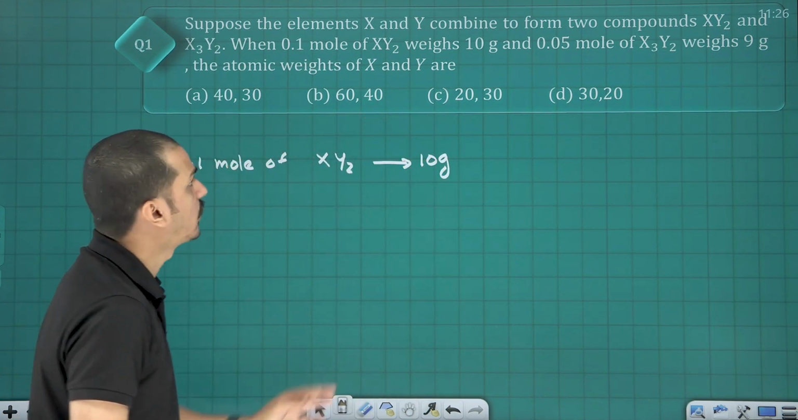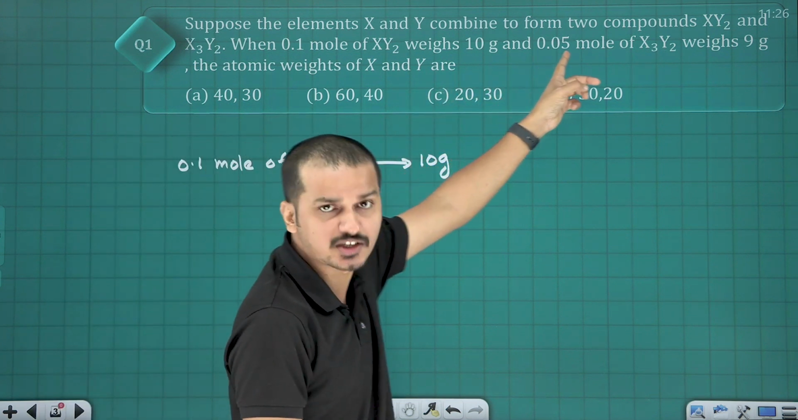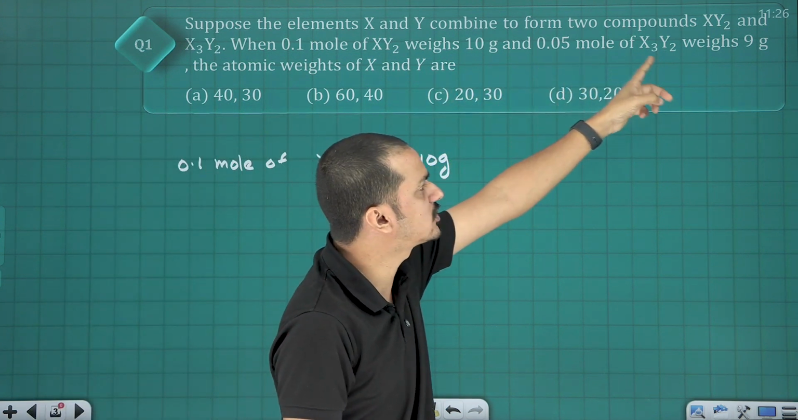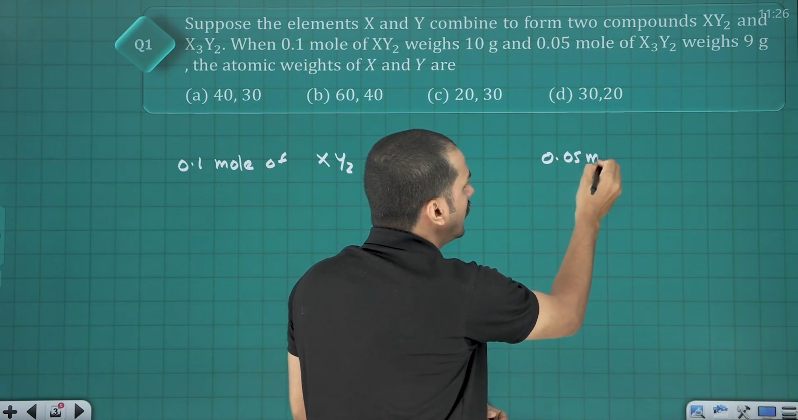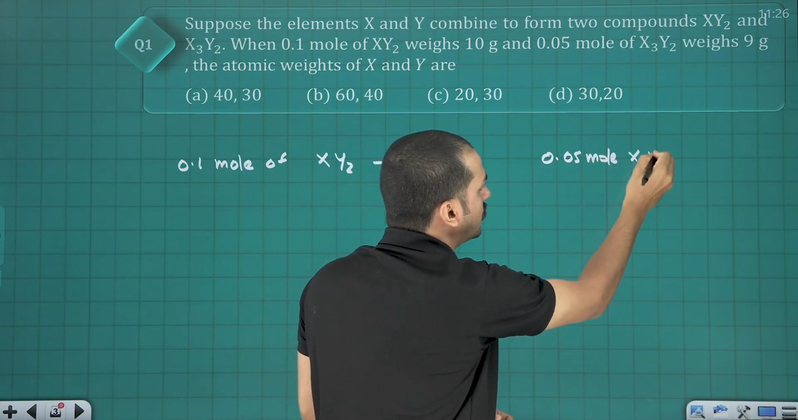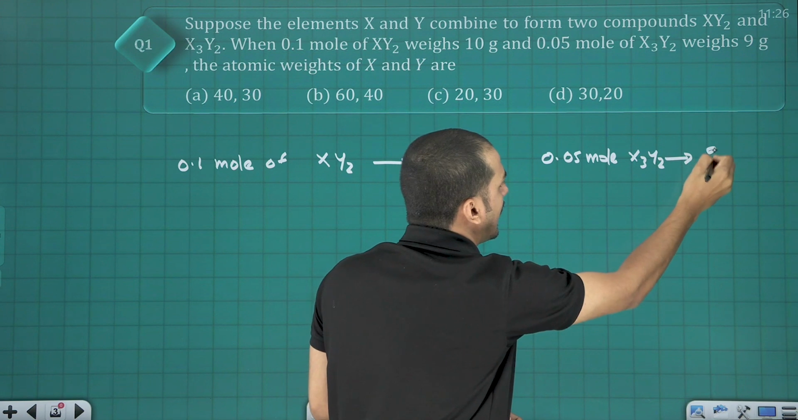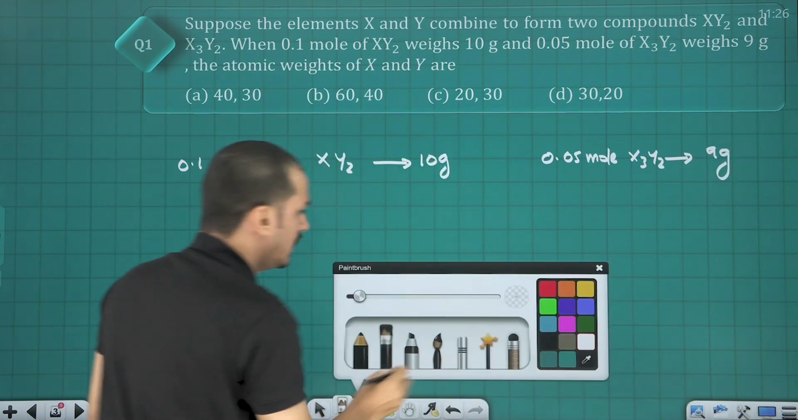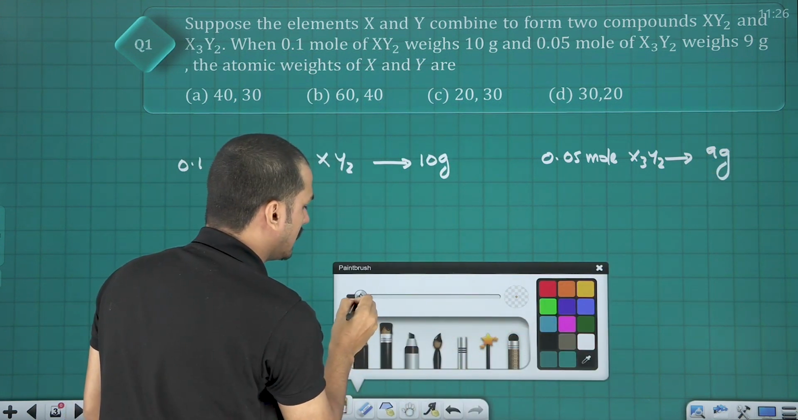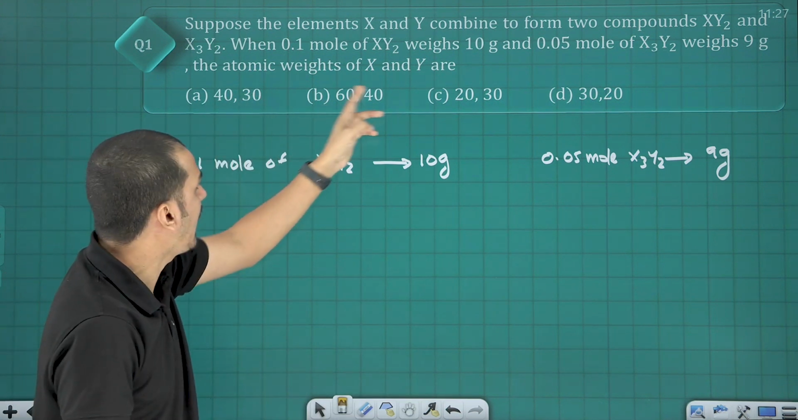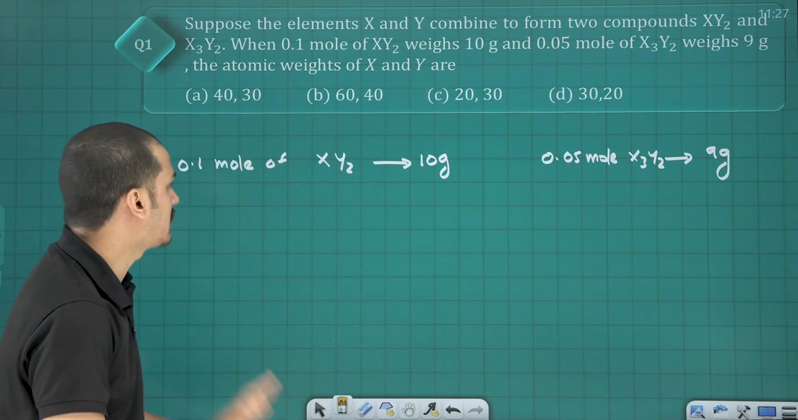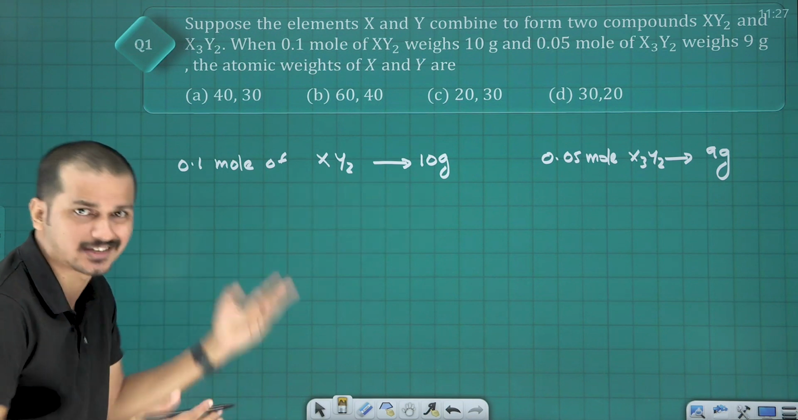Then similarly they are telling 0.05 mole of X3Y2, its weight is how much? 9 gram. Two things they have already given. And now they are asking what the atomic weights of X and Y are. So let's start with these two pieces of information. That's enough for us.